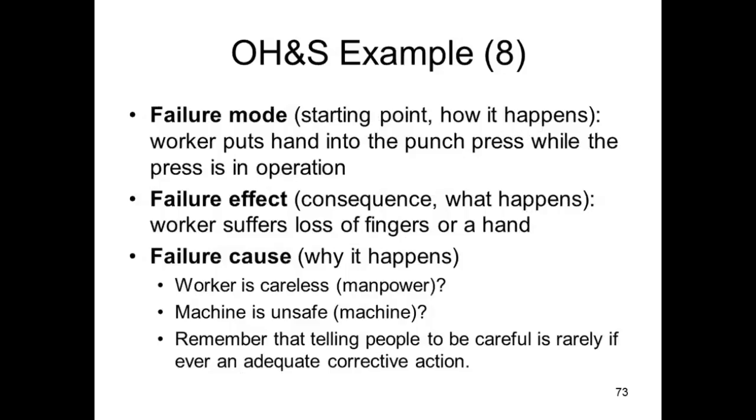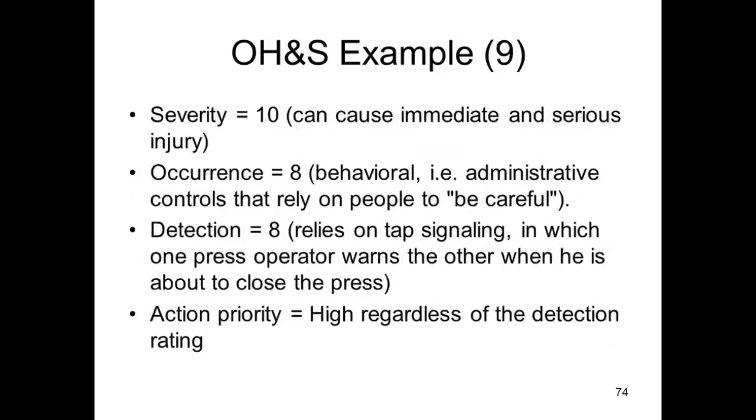Failure mode: worker puts hand in the punch press while the press is in operation. Failure effect: again, 10 severity. People lost fingers and hands in that manner, apparently thousands a year throughout the country. Failure cause: again, we're obviously heading towards machine is unsafe as opposed to workers are careless.